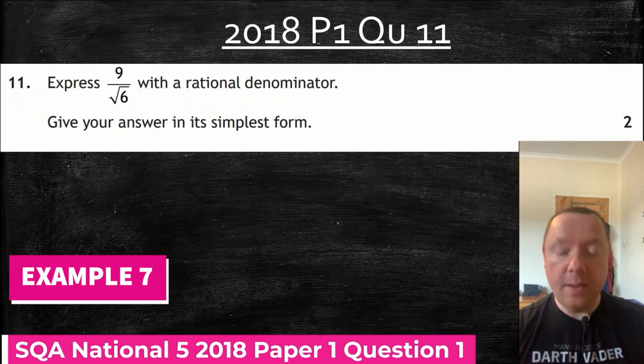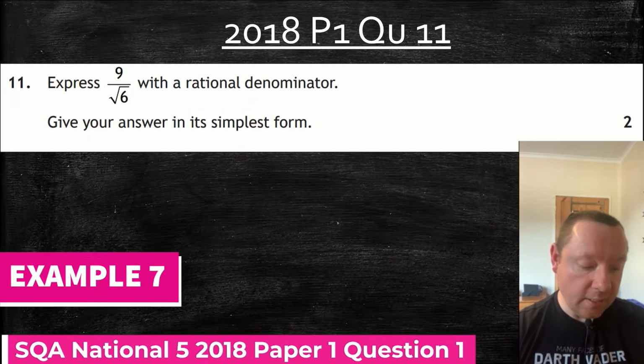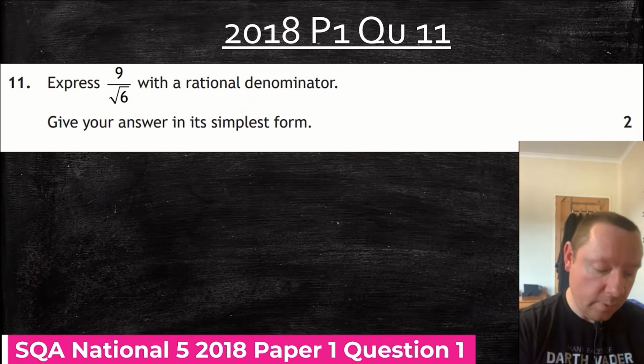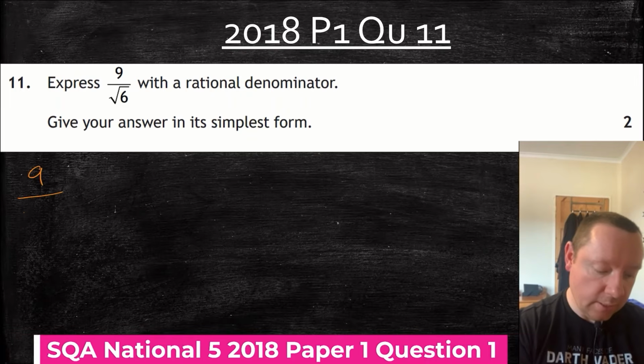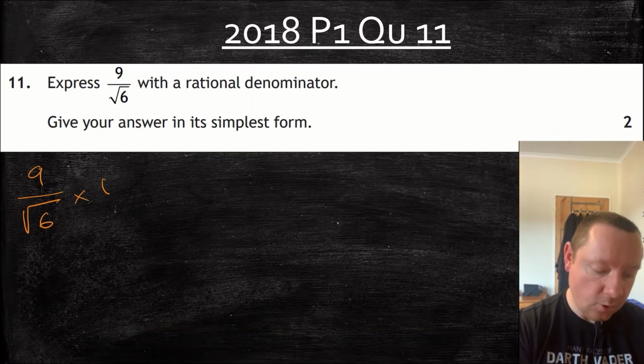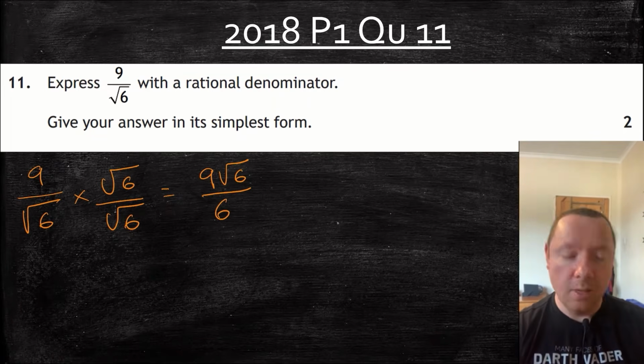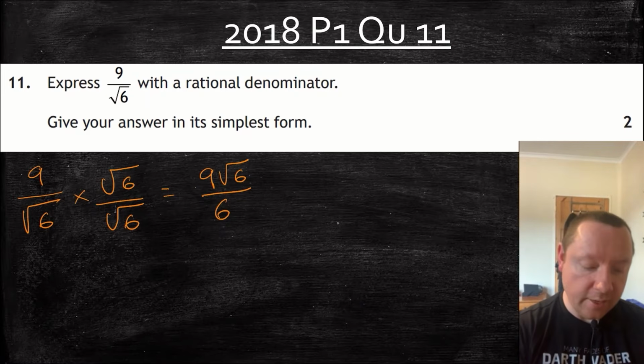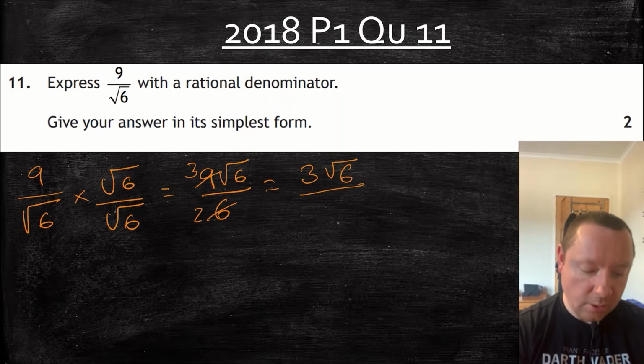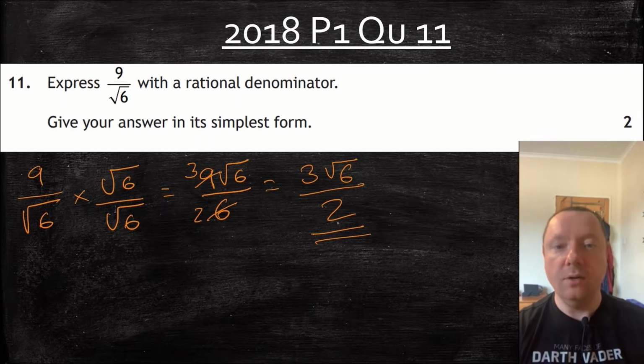Okay, 2018, paper 1, question 11. Express 9 over root 6 with a rational denominator. So we start with 9 over root 6, we multiply by root 6 over root 6. So this gives me 9 root 6 on the top over just 6 on the bottom. I can simplify the number parts by dividing by 3. 3 goes into 9 3 times, 3 goes into 6 twice, leaving 3 root 6 on the top and 2 on the bottom for our final answer.